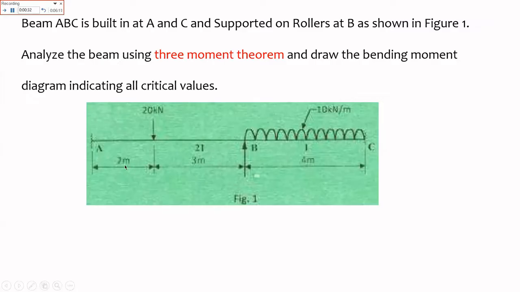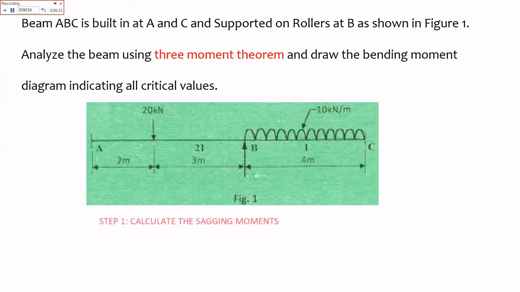So span AB is 5 meters. You have a point load of 20 kilonewtons. Then span BC is 4 meters and you have a UDL of 10 kilonewton per meter. Then for span AB, the moment of inertia is 2I. For span BC, the moment of inertia is just I.